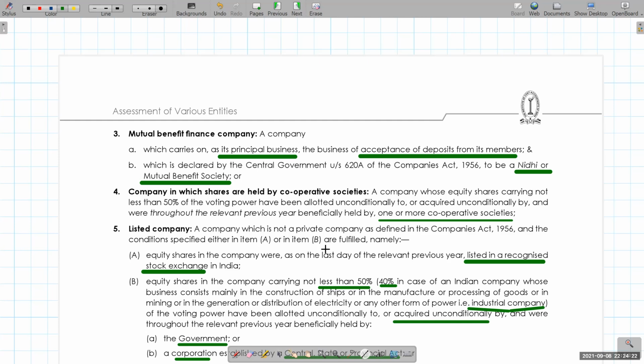Next company is a listed company. Listed company means one in which the equity shares of that particular company in the relevant previous year are listed on a recognized stock exchange in India, where the recognized stock exchange in India is Mumbai.